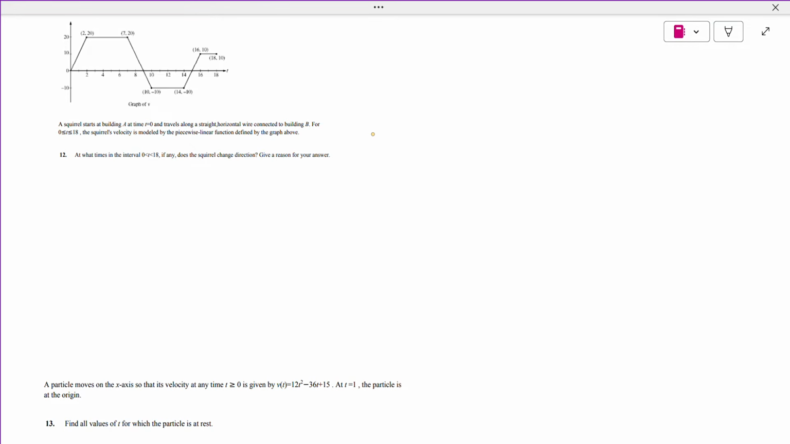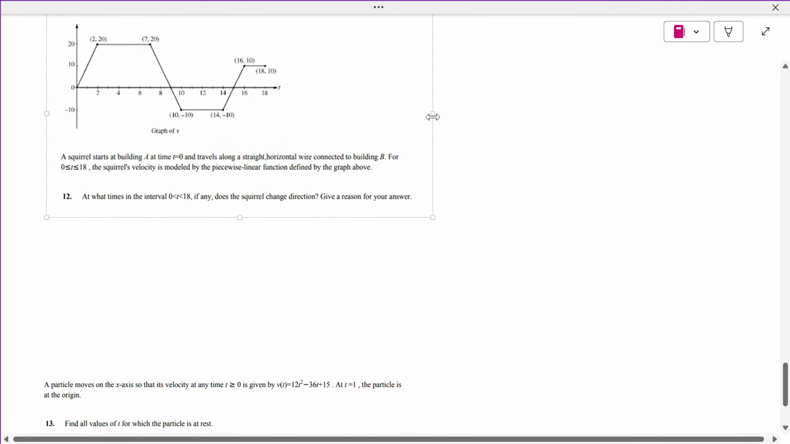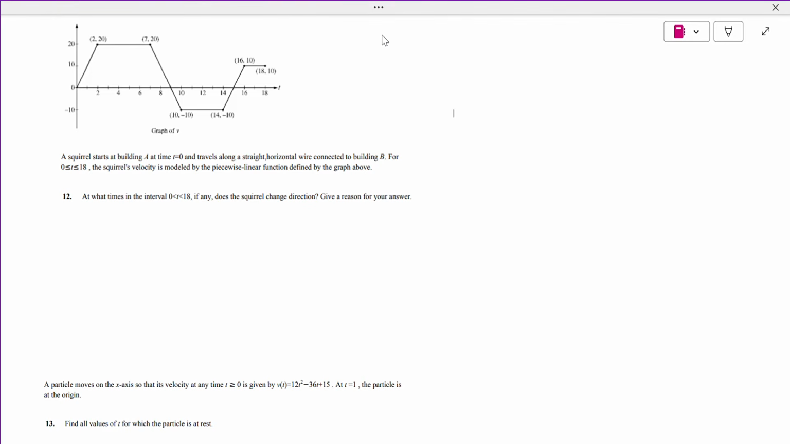Let's continue doing the first file of the three response questions. We are at question 12. We have a graph for the velocity v of t, the graph of v, and the interval goes from 0 to 18. It says, at what time in the interval 0 to 18, if any, does the squirrel change direction? Give a reason for your answer.